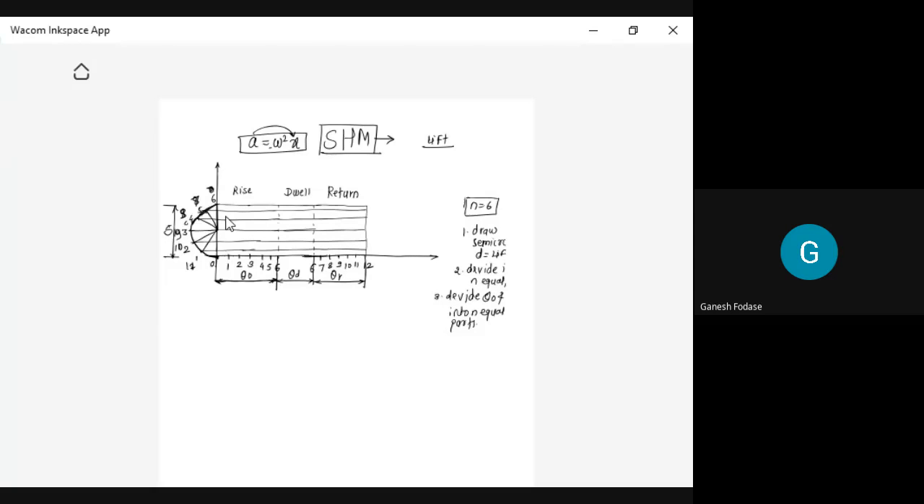Means on those lines, these points will be there. You know that 1 to 6 are the points of rise and 6 to 12 are the points of return. So what I do next now is draw a vertical line passing through 1, 2, 3, up to 12 on the x-axis. Through 1, I'll draw a vertical line, then through 2, 3. But up to where? I will draw these vertical lines till they intersect the projection of the same point from the y-axis, from the semicircle. So I draw vertical line 1 till it intersects the projection of 1. You can see I drew this one up to here only.